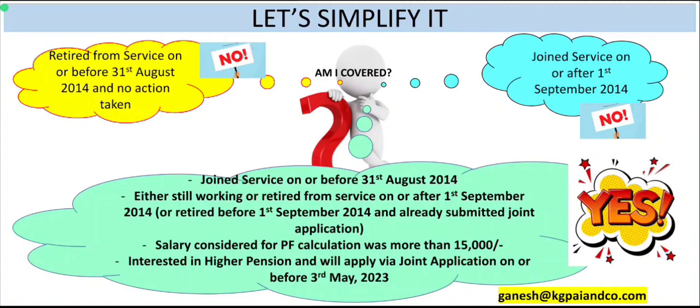They are still eligible, and all those employees who joined service before the Amendment Act and retired from service on or after 1st September 2014, or are still working, can make an application for a higher pension before 3rd May 2023. I don't think I need to repeat again that all this comes into the picture only when the PF wages are higher than the PF ceiling wages. Now let's see some quick simulations of how the high pension scheme helps after your retirement.